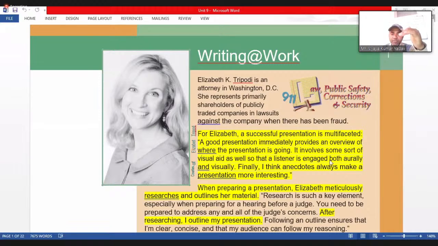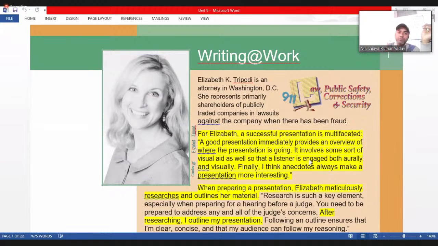It involves some sort of visual aid as well, so that a listener is engaged both orally and visually. Here it should be orally and visually. If you have some visual aid, that's very effective. If you use visual aid in a presentation, it makes the presentation effective. So it involves some sort of visual aid, so that a listener is engaged.